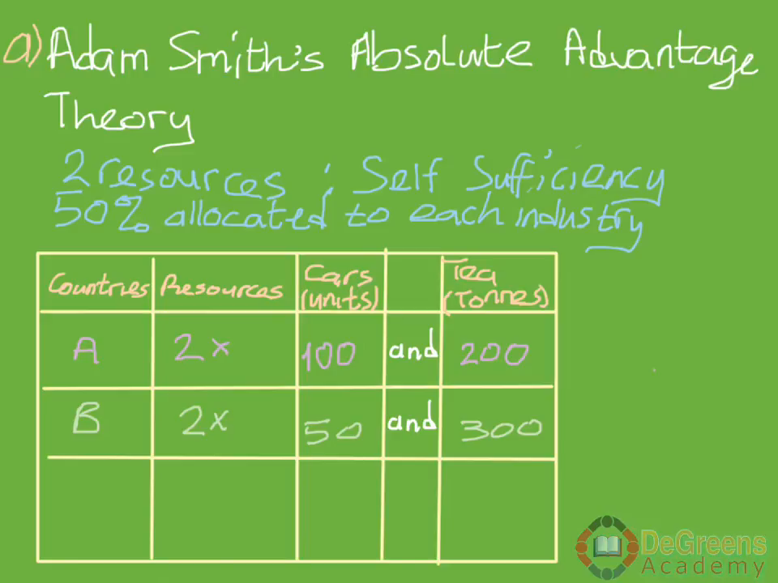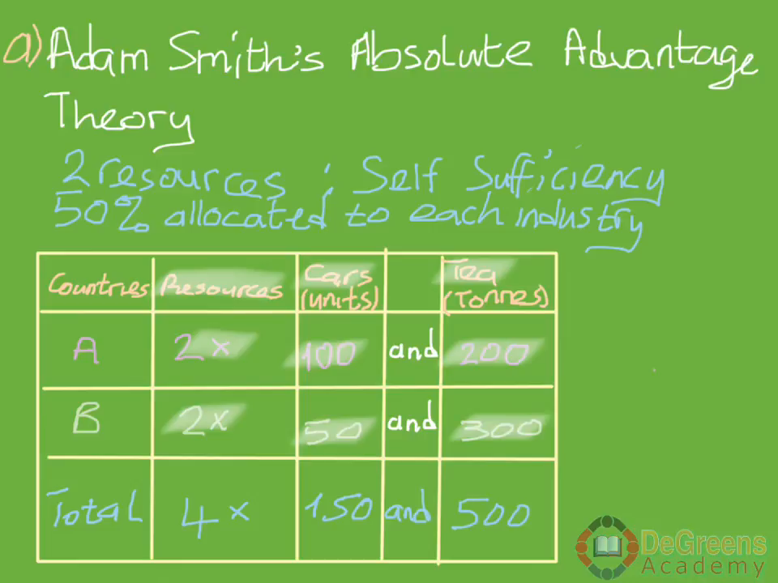So you see, this is what happens with self-sufficiency given 2 resources. We look at the total amount of resources: 2x plus 2x for countries A and B gives you 4x resources. For cars, the total amount of cars produced in the end is 100 for country A and 50 for country B. It'll give you 150 cars produced. And for tea, the total is 200 plus 300, which gives you 500 tons of tea produced.